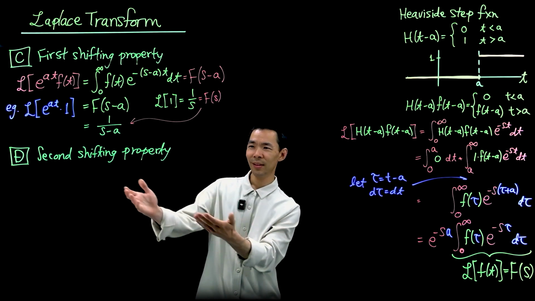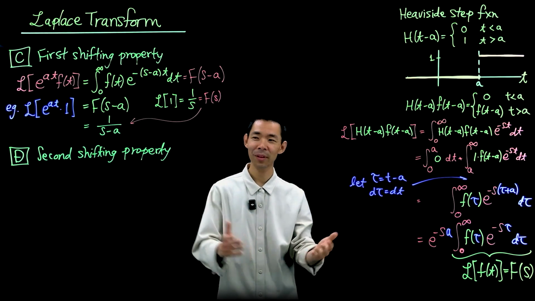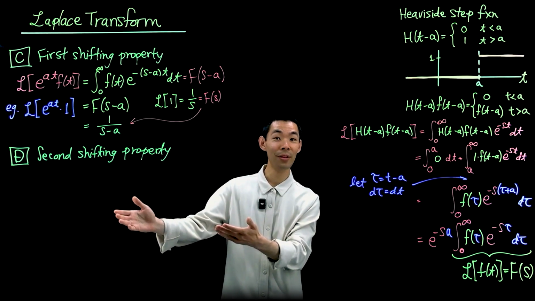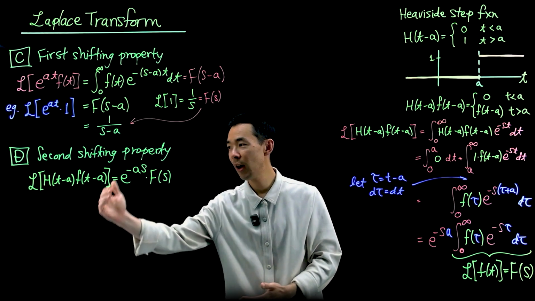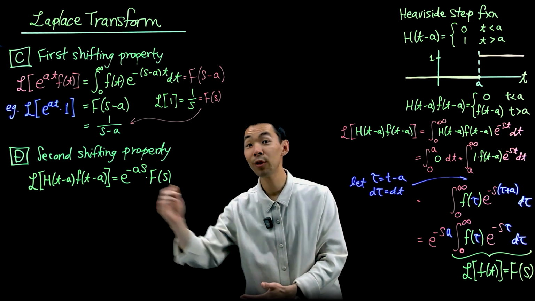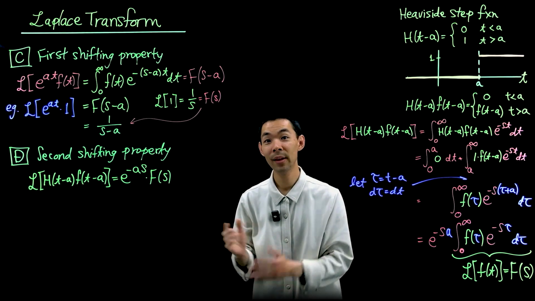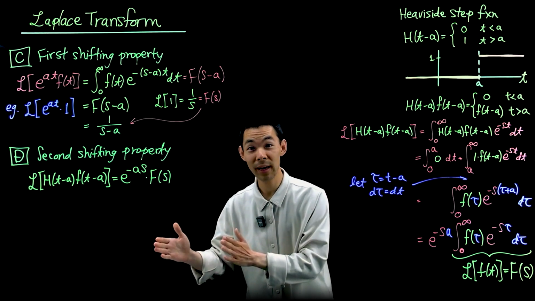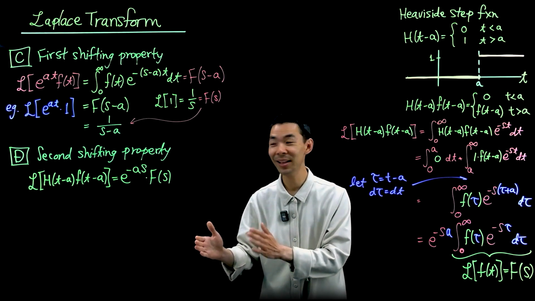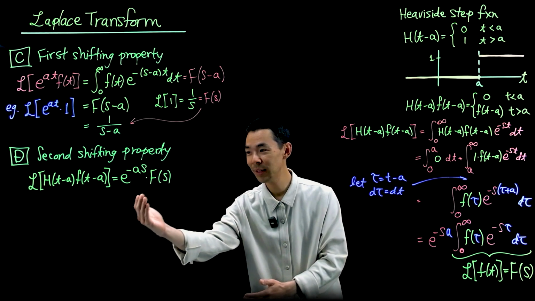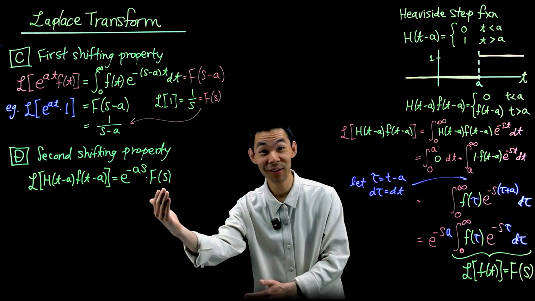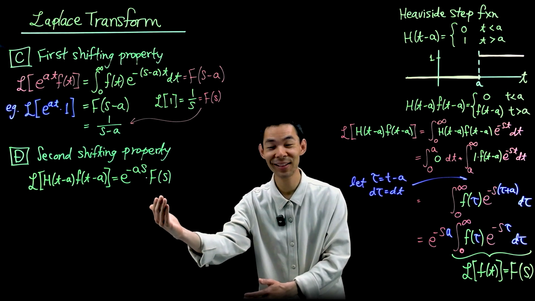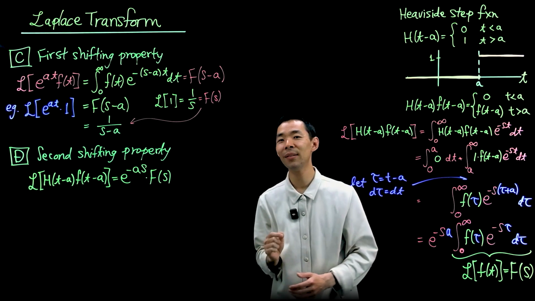So this is the second shifting property. Let's write it down cleanly over here on the left. There we go. So the Laplace transform of this Heaviside function multiplied against the function you want, when it's shifted in real time by a factor of a, is just the Laplace transform of little f, which is capital F of s, times e to the negative as.